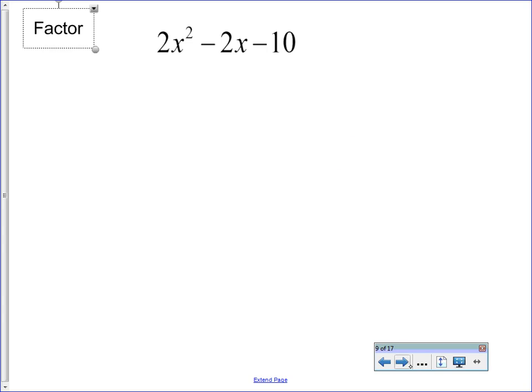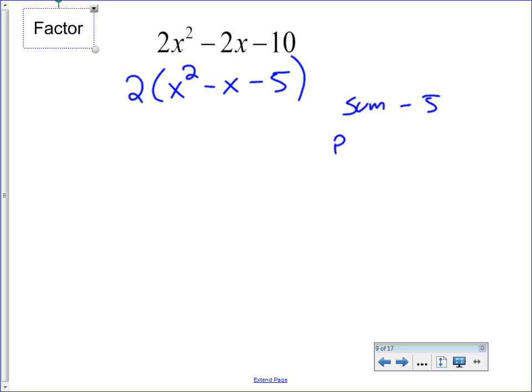All right, number 8. So, first step always, can we find the greatest common factor? And we can factor out a 2. But now we run into a problem, because now I'm looking for 2 numbers whose sum is -5, but whose product is -1. And those 2 numbers don't exist. So this part of the expression now is prime. The whole thing is not prime because we were able to factor out a 2, but that's as far as we can take that problem.